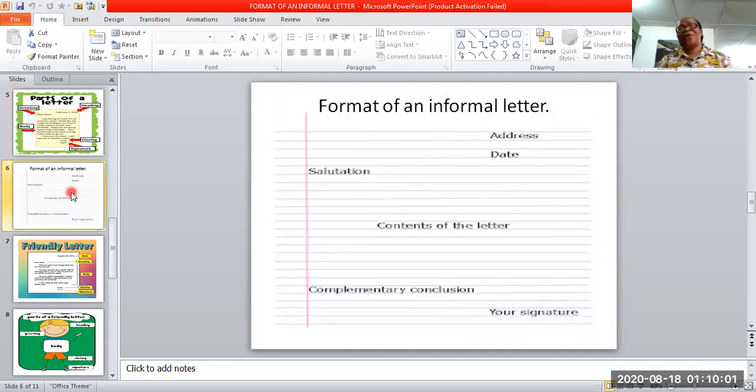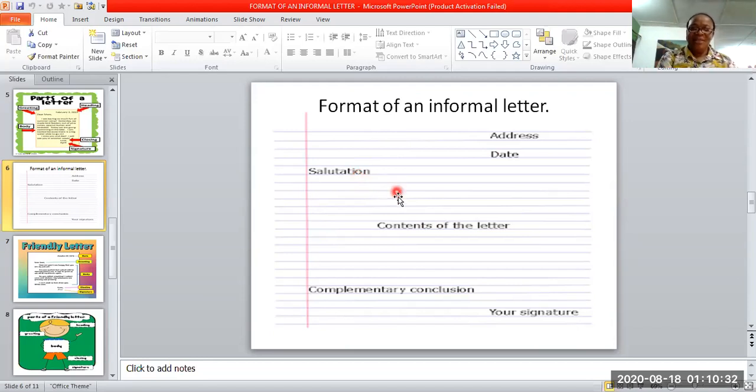The format of an informal letter. Look at what it will look like in your notebook. Beautiful. Your address, your dates. Write your address neatly and your dates. Your salutation is the greeting. Dear Simbi, my dearest grandma, hello mommy, hi Falake. Do you understand?